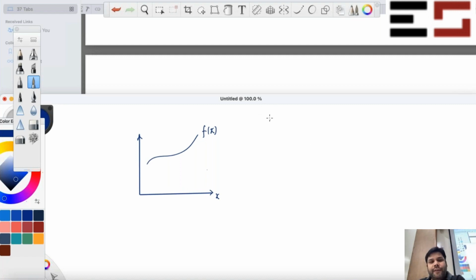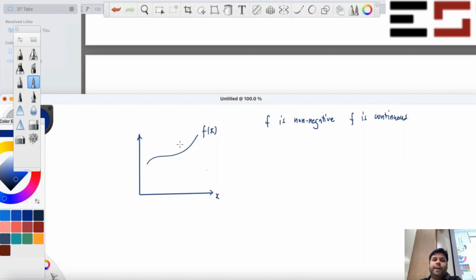So f is non-negative. When I say f is non-negative, that means it takes non-negative values. Basically its graph is above the horizontal axis. And f is continuous. And just to explain this, I'm going to put this additional assumption, which is f is also increasing, just for explanation's sake.